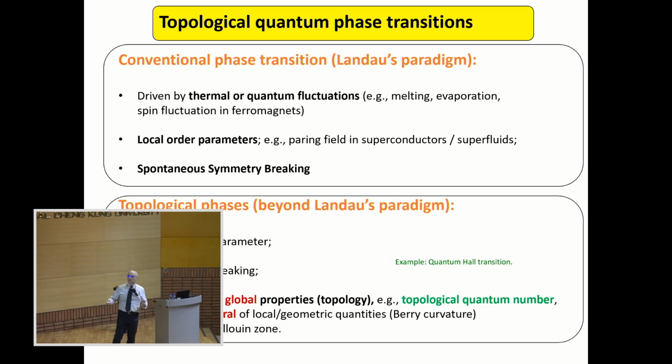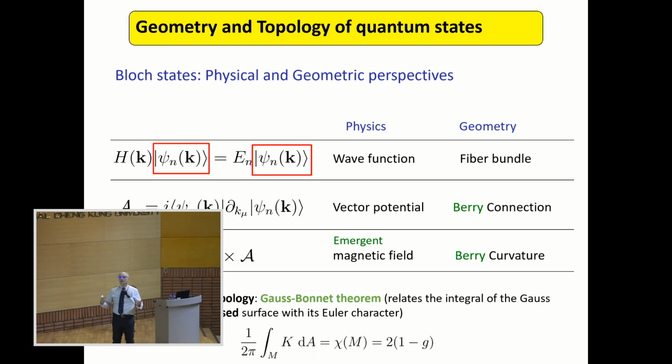So we like to focus not on the standard ones, but on the topological ones, which are trickier to handle because there is no local order parameter, no symmetry breaking. So the way to do it, there is here more of a physics approach for the Bloch states and the geometric approach. So you take the Schrödinger equation in momentum space, and you solve it, you get the wave functions here in momentum space.